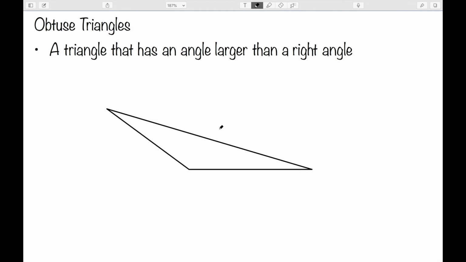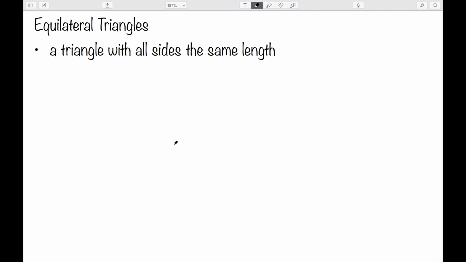While these 3 are ways to classify triangles based on their angles, we can also classify triangles based on their sides. An equilateral triangle is a triangle with all sides the same length. So here's an example of an equilateral triangle where all 3 sides do have the same length.